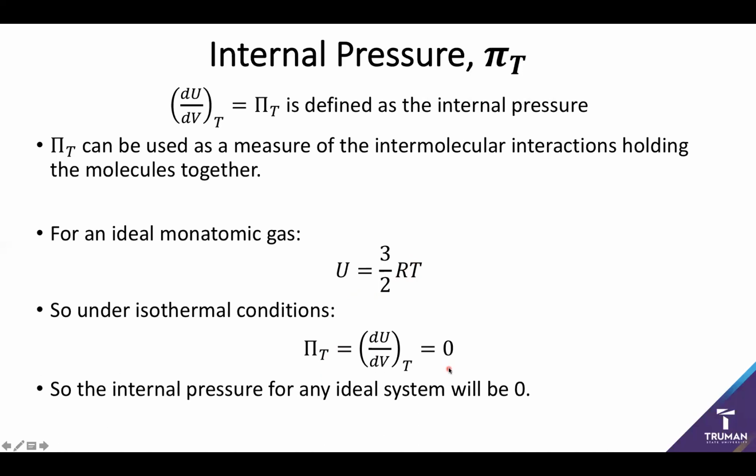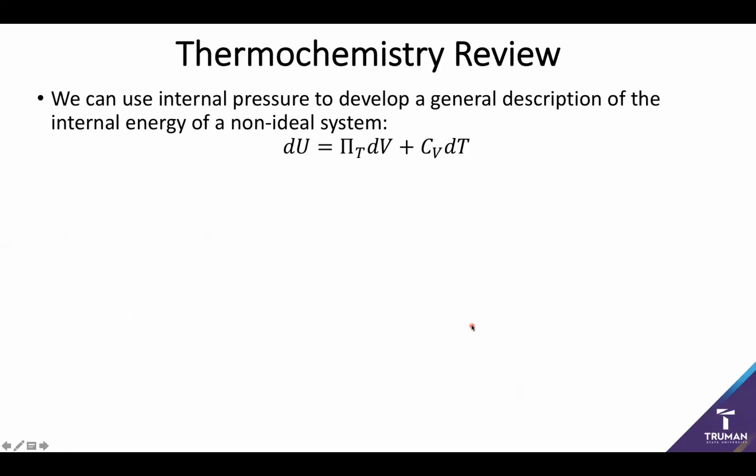This really helps illustrate why we've been able to make some of our simple descriptions for ideal gases so far, because any volume dependence is only going to be exhibited for a non-ideal system. And so we can use this idea of internal pressure to build up a more general description of our internal energy for any system, whether it's ideal or not, by taking our internal energy as related to CV dT, and then adding in this internal pressure component for a non-ideal system.